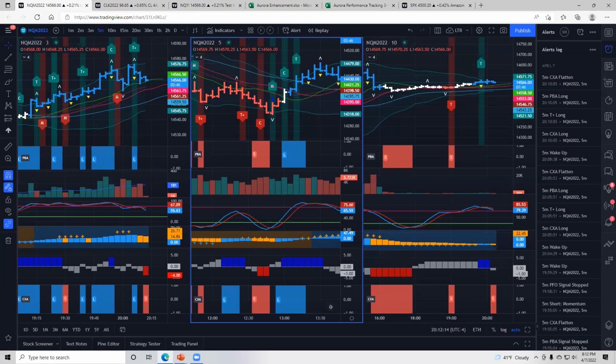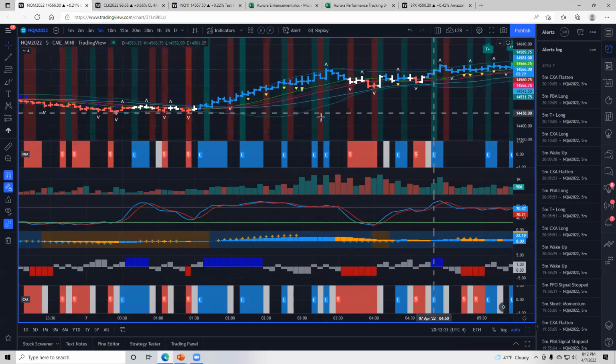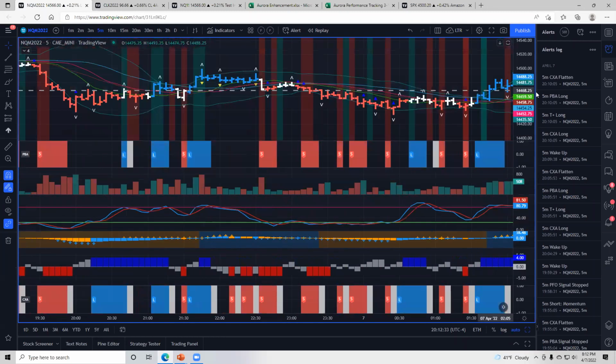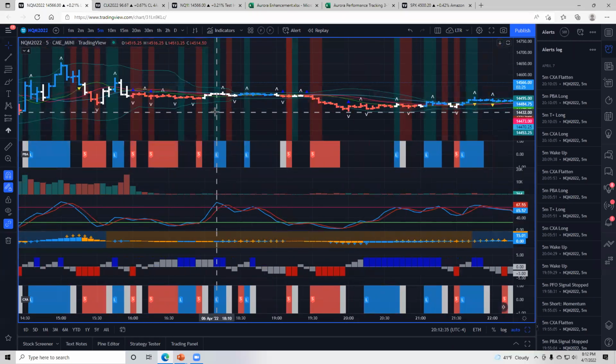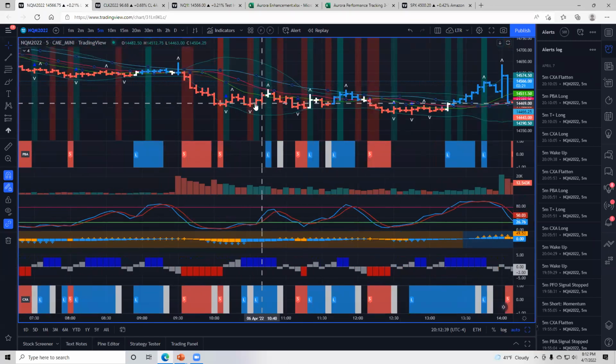Tom G is asking, can we show another example of the signals on the chart along with the signal stopped? Absolutely. So I'm going to stay on the 5 minute chart on NQ, and I'm just going to scroll back. I'm going to scroll back to yesterday.